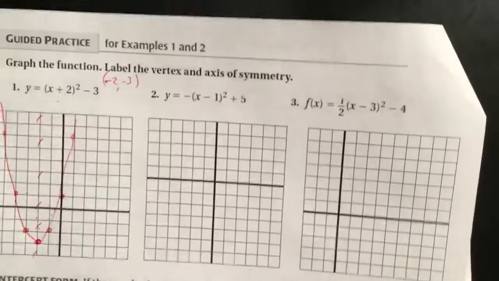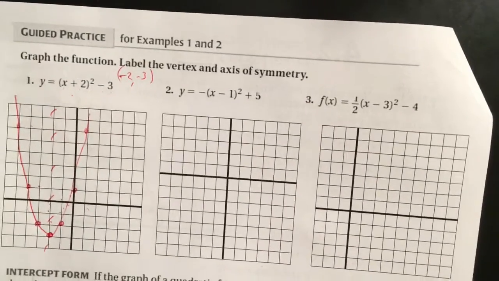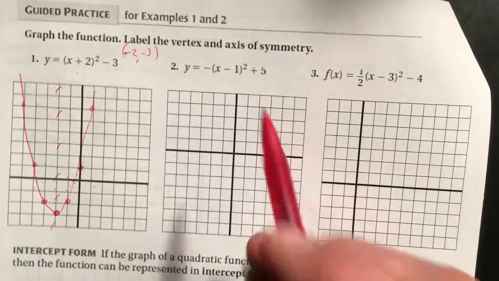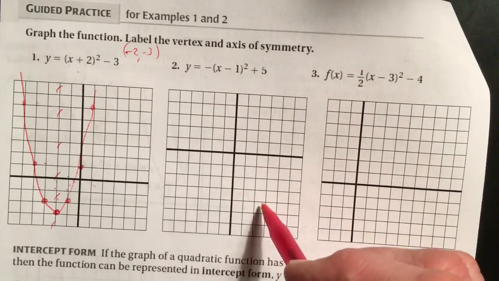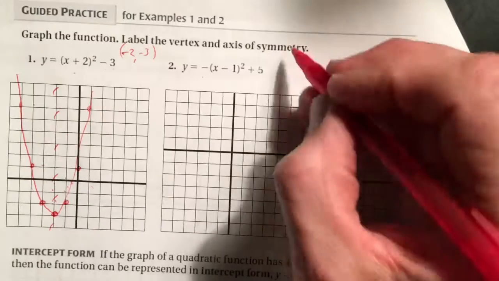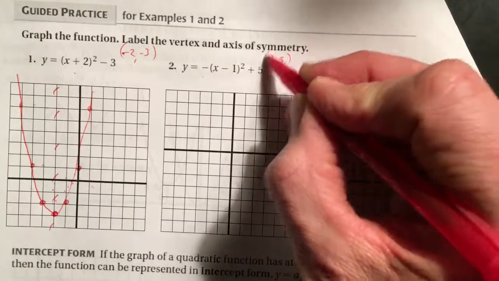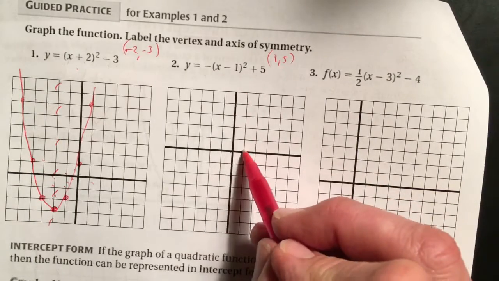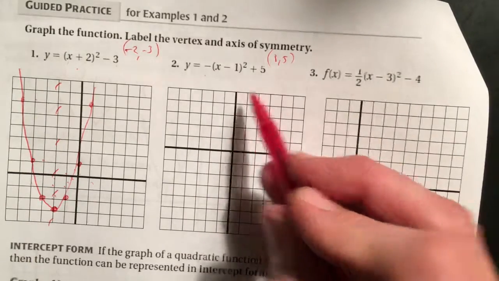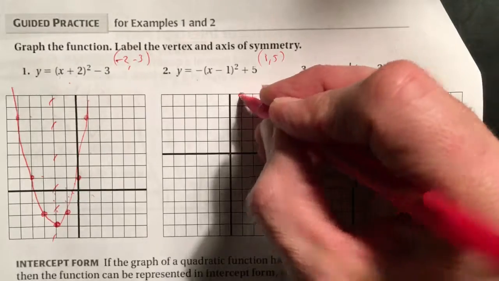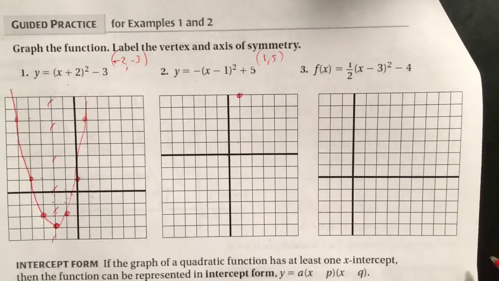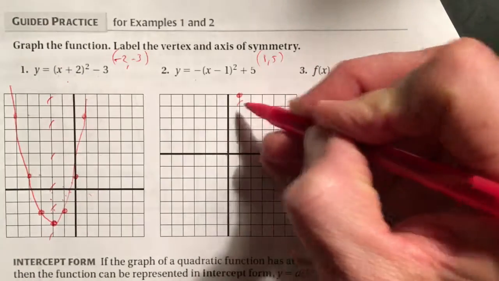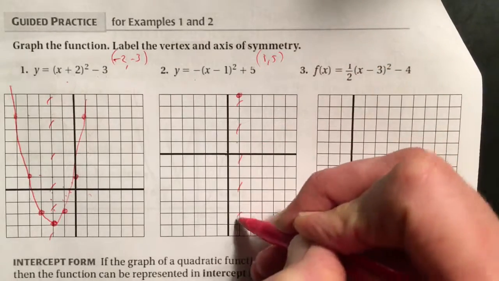Let's try one more, and we'll end up here. This is a negative, so it's going to be going down. My vertex is going to be 1, 5. So positive 1, 5. 1, 1, 2, 3, 4, 5. Okay. And axis of symmetry again, don't forget that, like I do often.